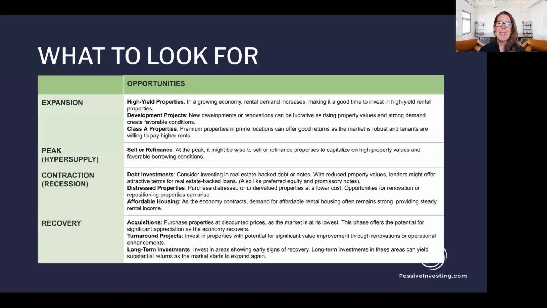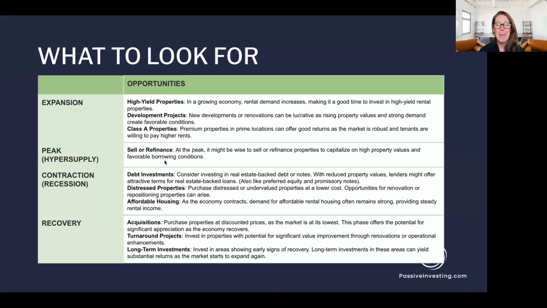But let it be known, the cycle will repeat itself. Will we see the aggressive interest rate rises from the Federal Reserve again? I don't know. But the cycle happens repeatedly through real estate, and in various other parts of the market. So the last phase is the peak or hyper supply phase.